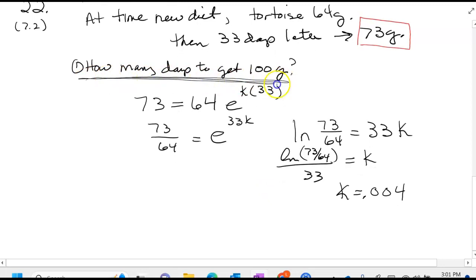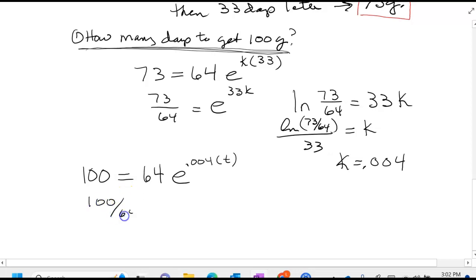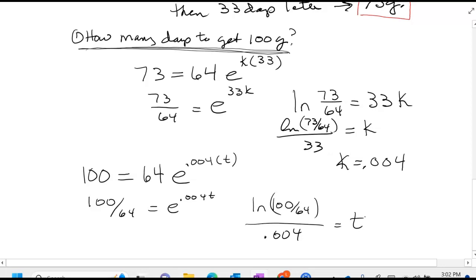Once you have the k, now you can see, well, what are they asking? Because you can't really do anything until you have that rate constant. How many days to get to 100 grams? Okay, well, that's the value I want, so that goes out here. Remember, your initial value is still 64 grams. You now know k is 0.004, and we're looking for t. So then ln of 100 over 64. I'm going to skip right to dividing by 0.004. It's going to equal my time. It's like 111 point something. So we're just going to round it to approximately 112 days.